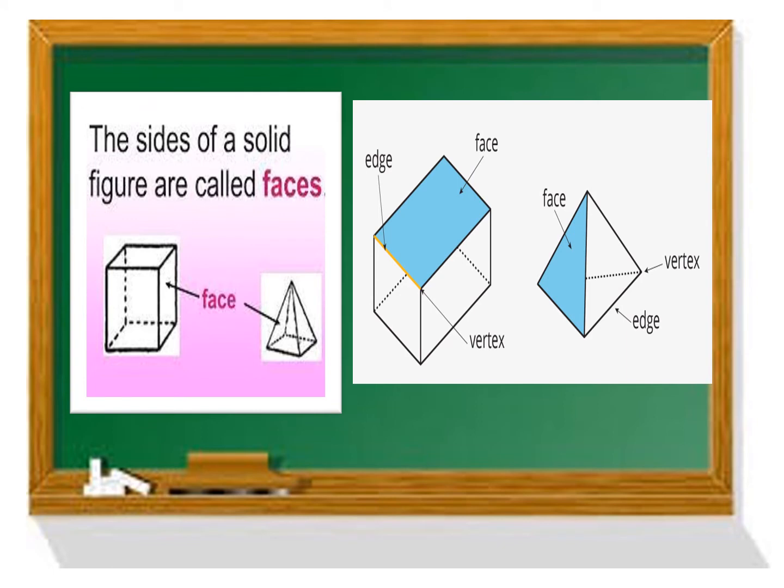Here is another illustration of parts of solid figures. The faces are the flat surfaces of the solid figures. The edge is the line segment where two faces meet. And the vertex, or vertices in plural, are the corners that are formed where the ends of the line segments of two or more faces meet.